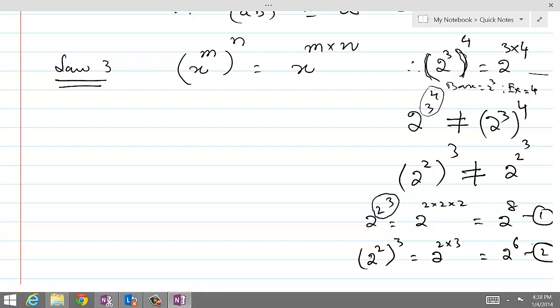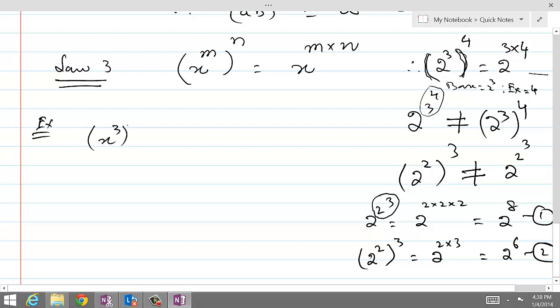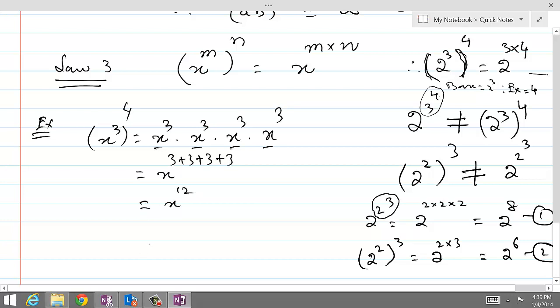So this was the third law, and if we want to prove it, let's see that we have (x power 3) power 4. If this is the case, then how can we write it? What is the base? The base is x power 3, and what is the exponent? That is 4. So x power 3 times x power 3 times x power 3 times x power 3. Now if we apply the first law, the powers must be added, because now each has base x. So this would be x power 3 plus 3 plus 3 plus 3, and this would mean x power 12, which is the same as multiplying 3 with 4.